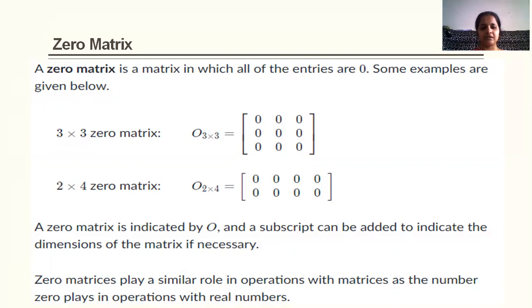Note here, zero matrices play a similar role in operations with matrices as the number 0 plays in operations with real numbers. That means the zero matrix in matrices and zero in real numbers play the same role.